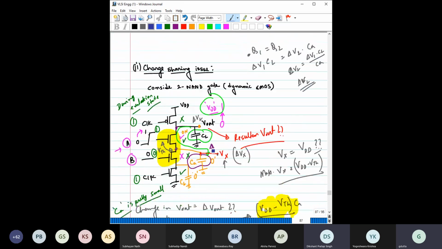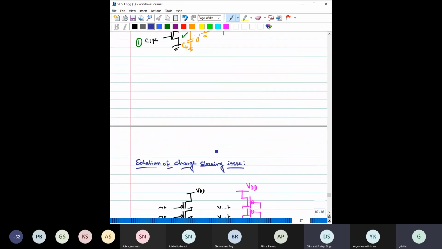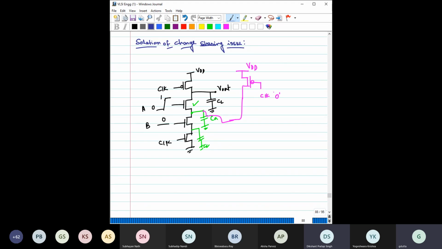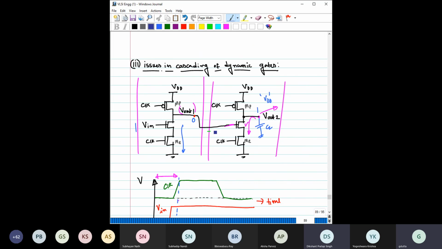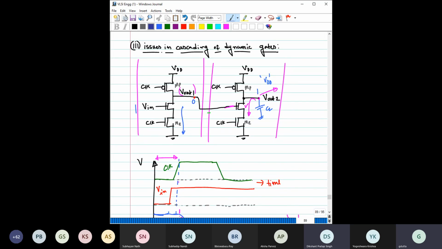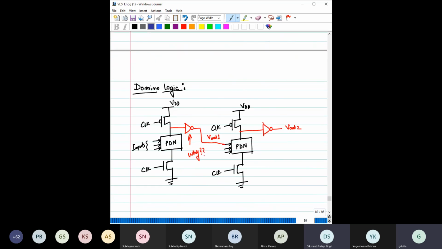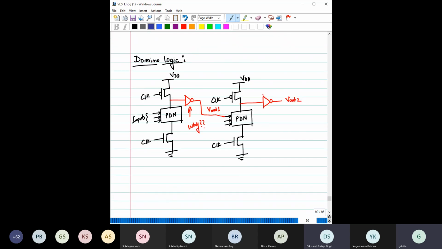Right. Okay. Then the solution of this charge sharing issue. We have already discussed it in yesterday's class: take and identify the critical node, and just pre-charge it. Now, another important thing that we have discussed, but I just want to briefly go through it once again, so that it would be easier for us to continue with the next section, because that is how we can introduce why domino logic is required.